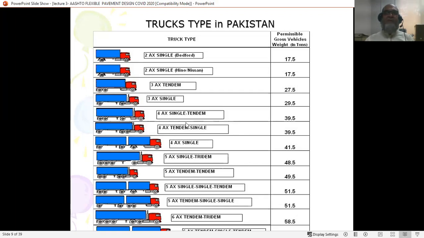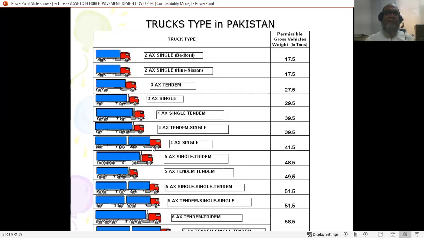Allowable load on a four-axle vehicle is 39.5 tons, as regulated by the National Highway Authority of Pakistan. Then there are trailers, two trailers attached to it. This is called a single axle, and then there is an attachment that has a single axle on each side. Four single axles.